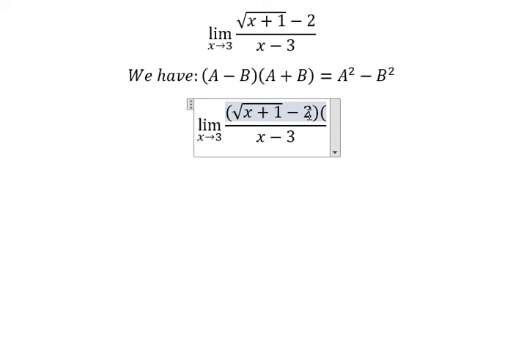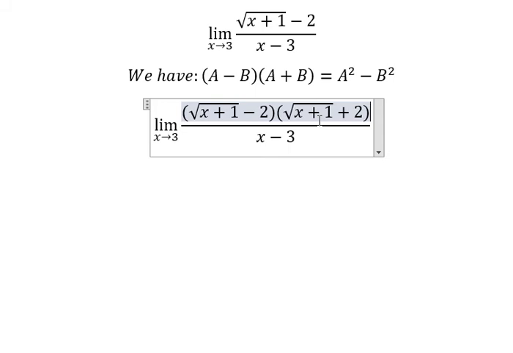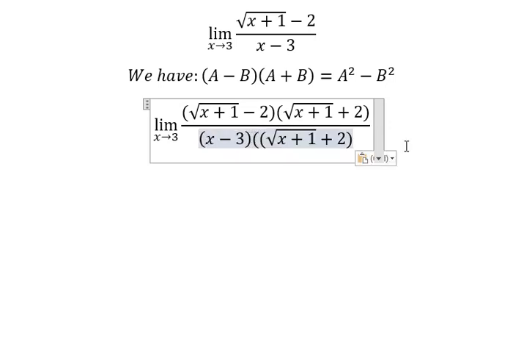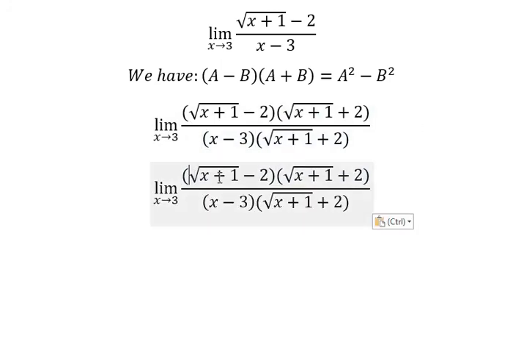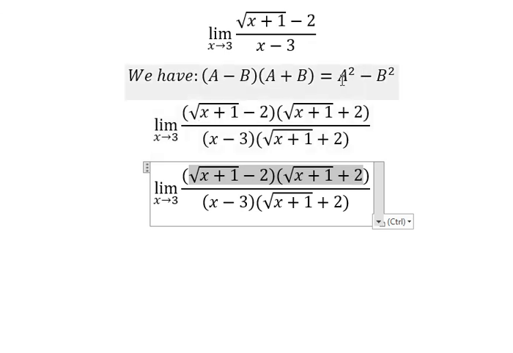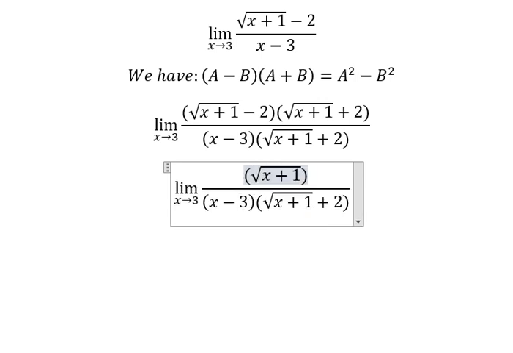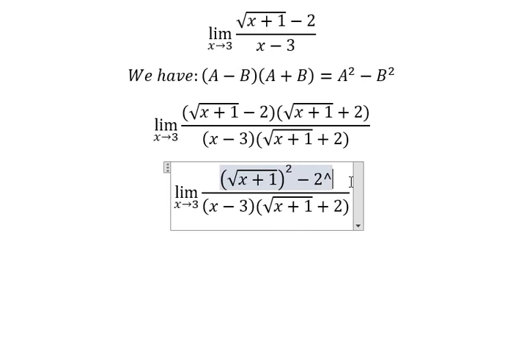That should be the square root of x plus 1, plus 2. Because we just create this factor in here, on the denominator, they should multiply by this one. And now this one, we will change by this one. And then we will have the square root of x plus 1 to the power of 2 minus number 2 to the power of 2.